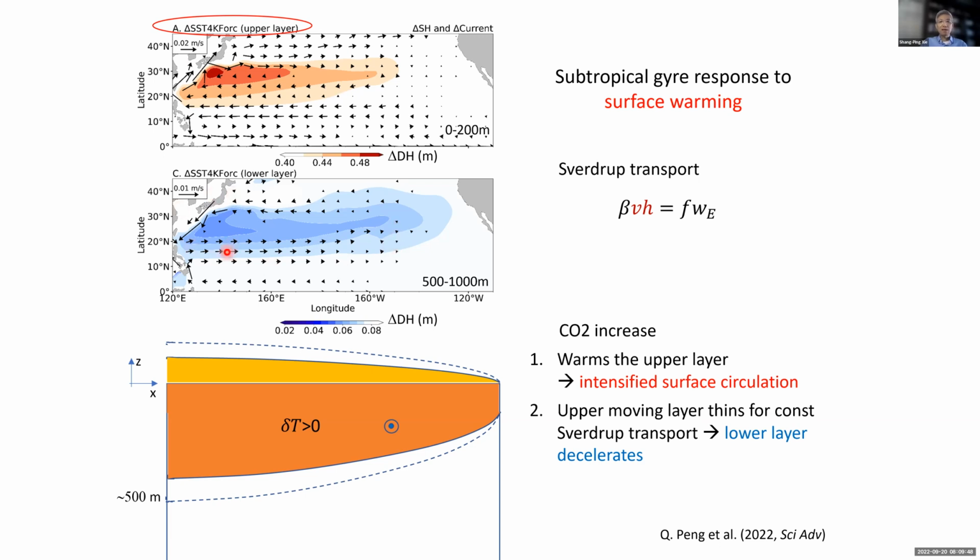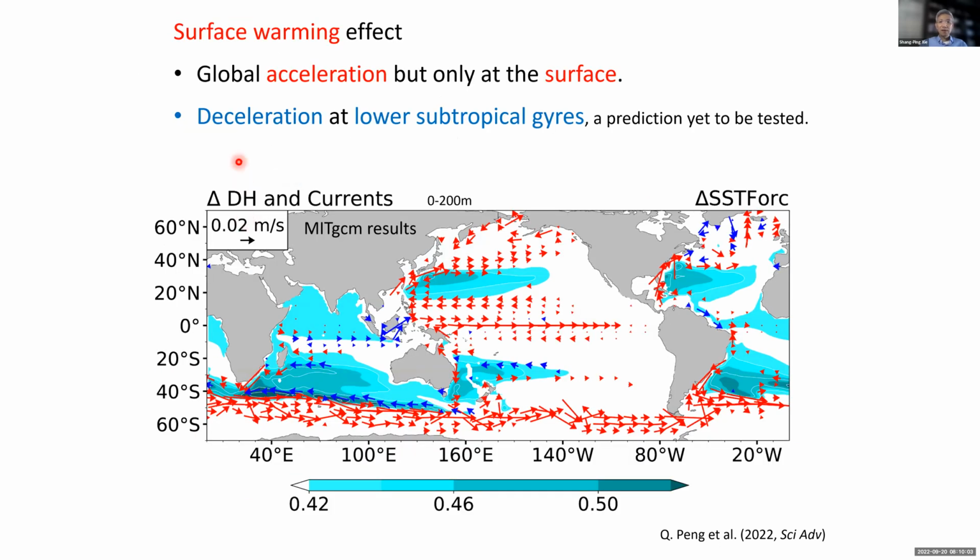So that is a baroclinic change, right? Upper level acceleration, lower level deceleration. That is the response to surface warming. And that's the case for the subtropical gyre of the North Pacific.